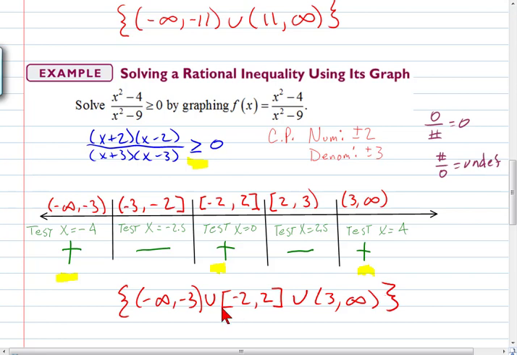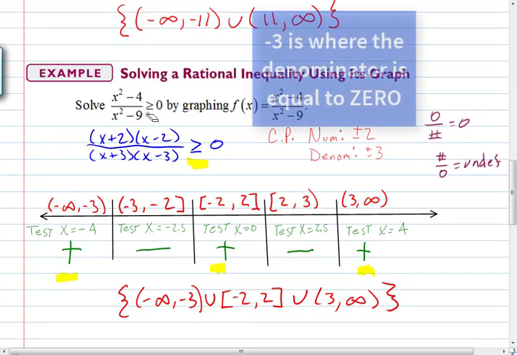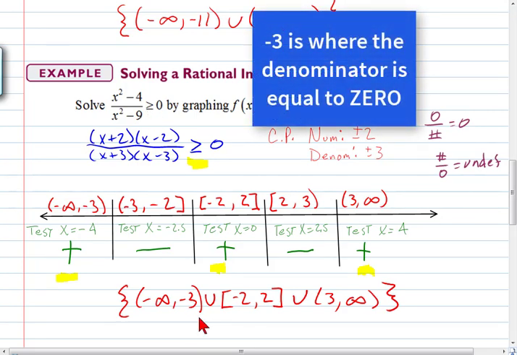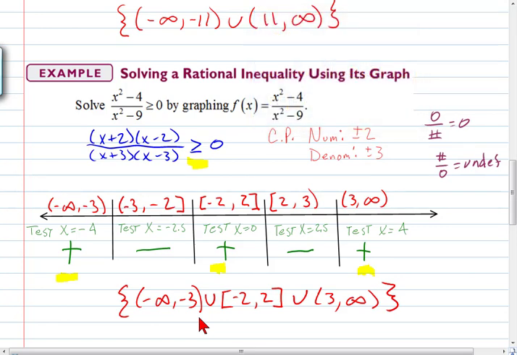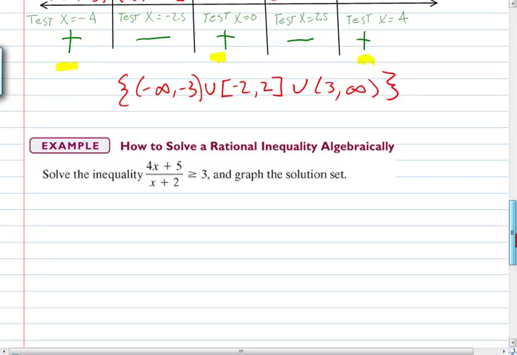The bracket means that you can include that number. That's where the function is actually equal to 0. The parentheses are where you include it right up to that point, but that -3 is not in the domain of the function, so how could it be included in your answer? That's a good way of looking at it. These numbers that made the denominator 0 are not even in the domain of the function, so how can they be in the answer? Next problem.